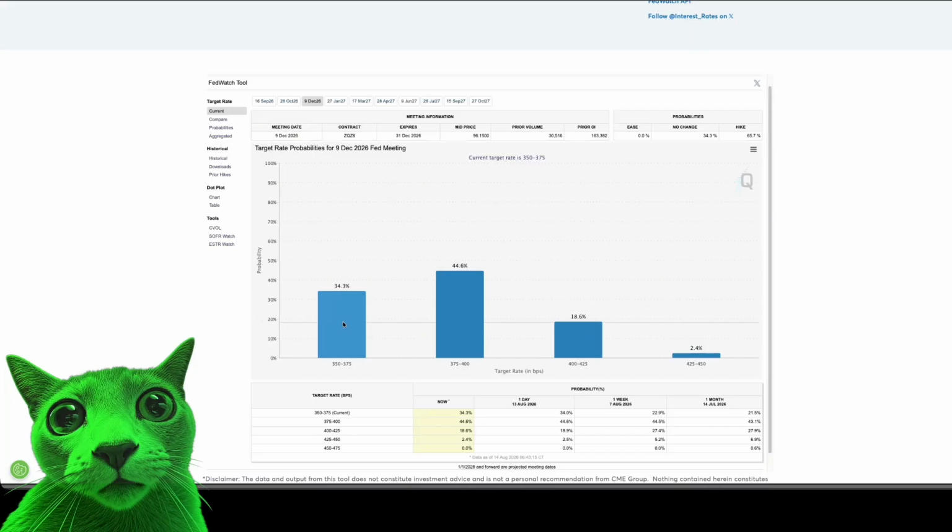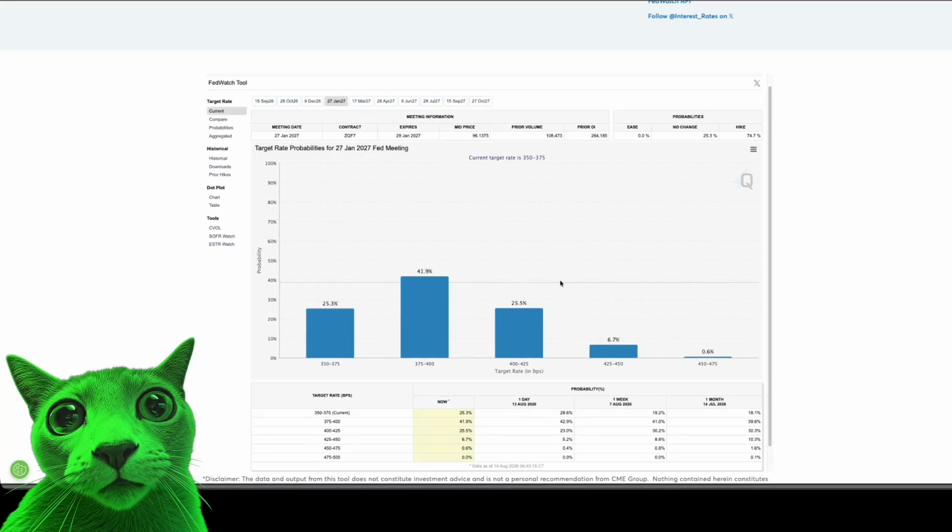No. 34% on staying the same, and for sure during December it's looking like we're going to at least get a hike or something. And now let's go all the way to next year, January. Let's see how the beginning of next year is going to look. Yeah, it's not going to look any better, guys.